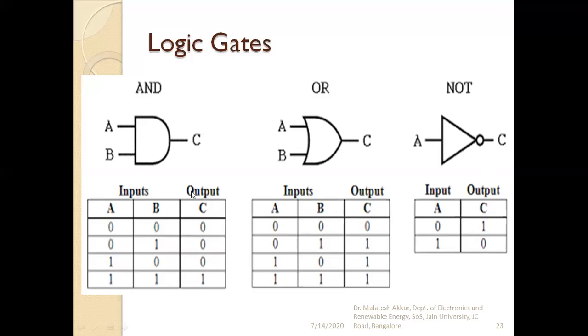Using these basic gates, we can build the NAND gate and NOR gates. NAND is the combination of AND and NOT, and NOR is the combination of OR and NOT. So we can see those later. Okay, fine.